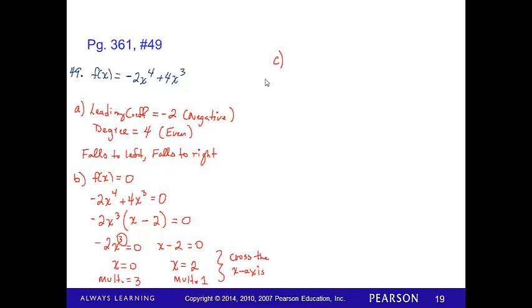Alright, part C says find the y-intercept. To find the y-intercept, you just set x equal to 0. So let's see, f of 0 is going to be negative 2 times 0 to the 4th power plus 4 times 0 to the 3rd power, which is just 0. So the y-intercept is just 0.